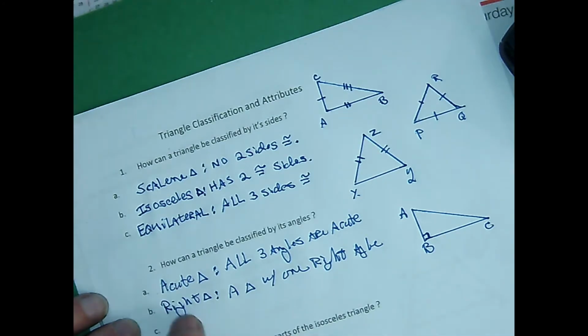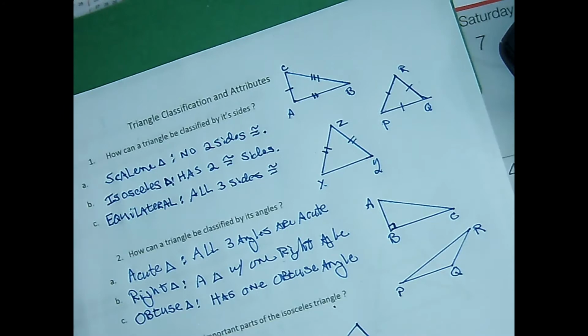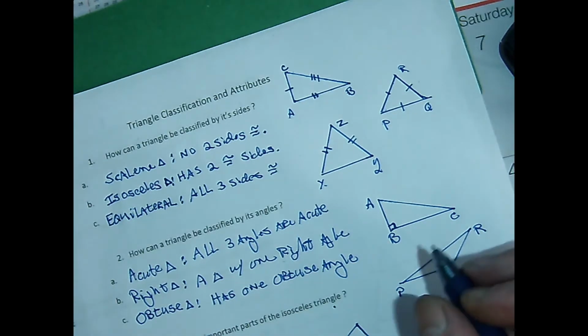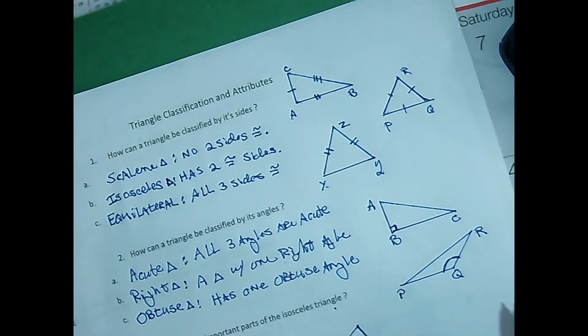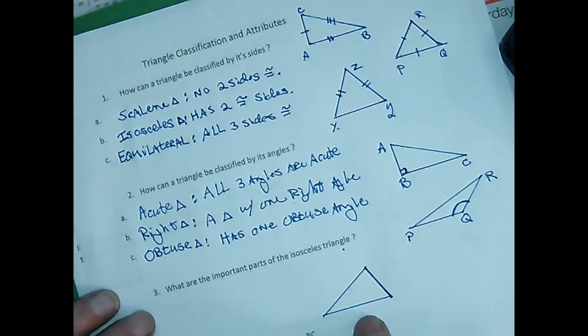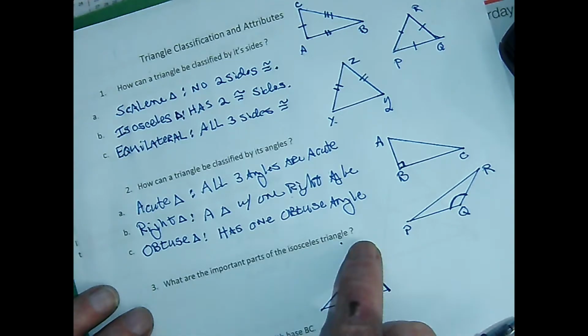If it were not acute or were not a right triangle, what kind of triangle could we have? An obtuse triangle. An obtuse triangle has one obtuse angle. For example, angle Q could be obtuse. And this might be an isosceles obtuse triangle. I guess these two sides might be congruent, but we don't know that. And we're going to talk about what the important parts of an isosceles triangle are.